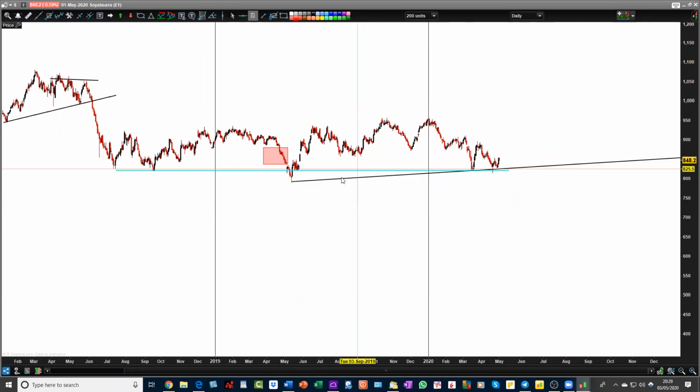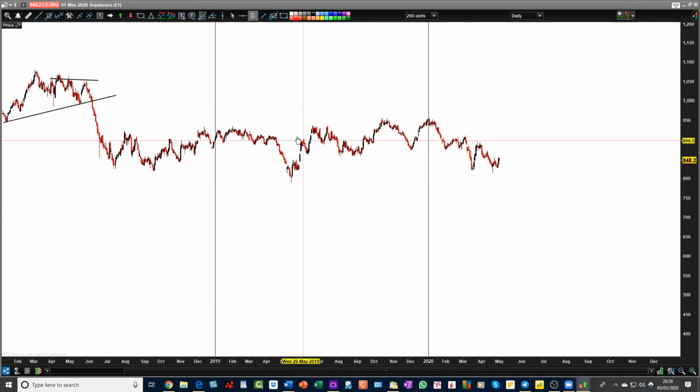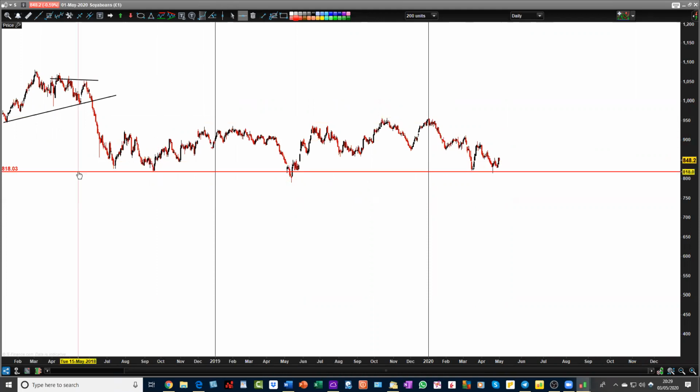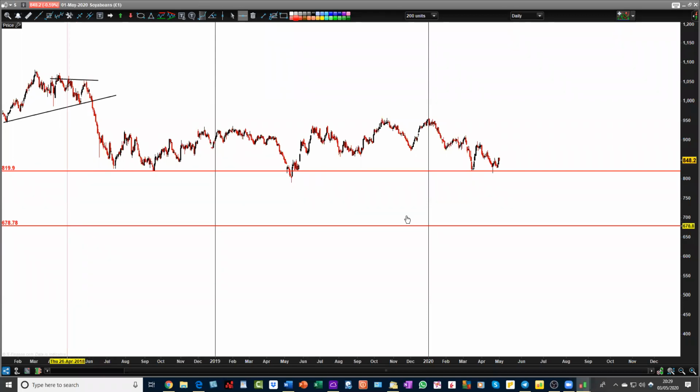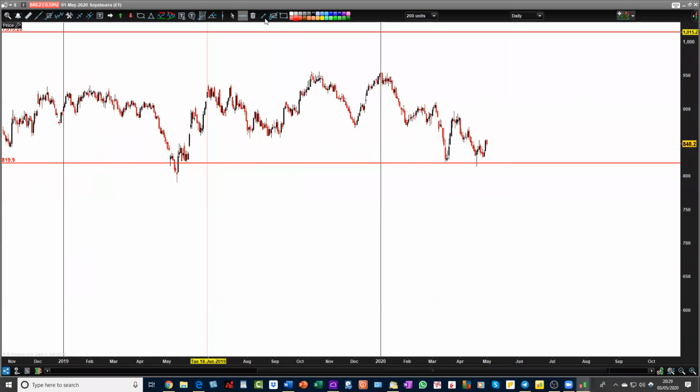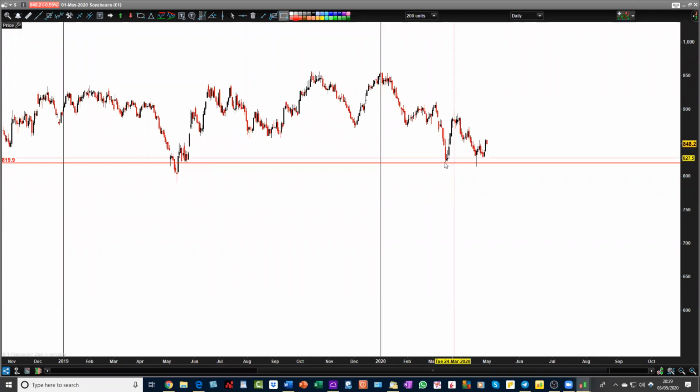Why? Let's peel all this back. Why do I like beans so much? Because if you look at where we came from, 820, I think this little excursion underneath 820 could be the trigger that the downtrend is over.